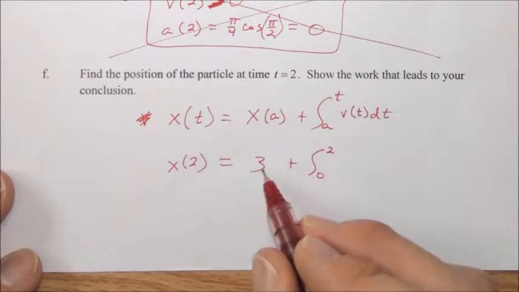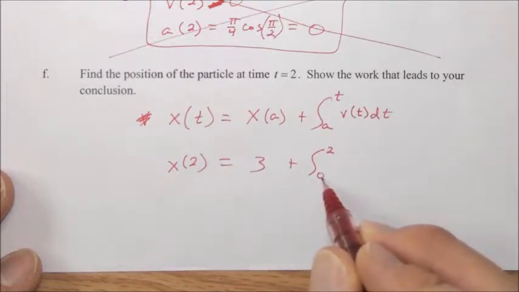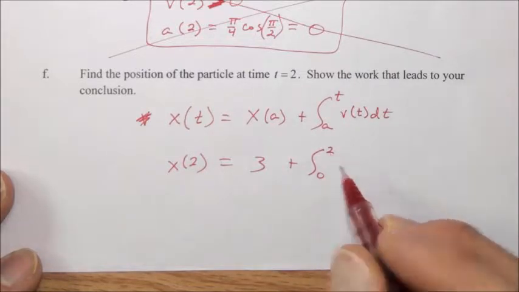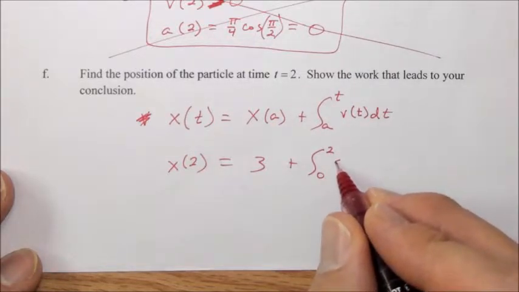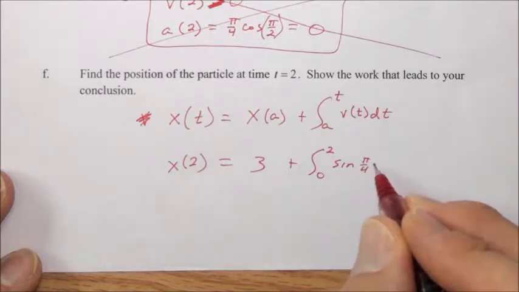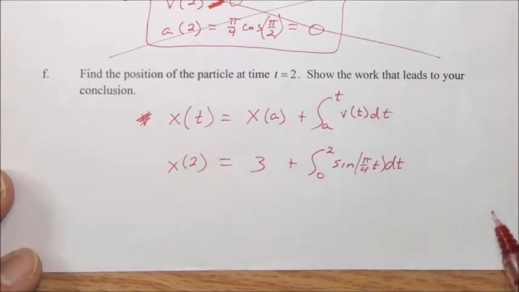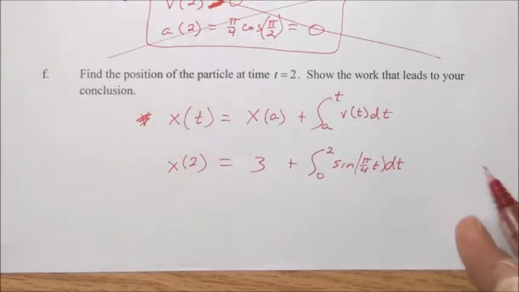So we're going to have 3 where our particle started, its initial position, plus all the change from the time that we started looking, which is 0, till the time that we're interested, which is 2, of our velocity. So we got sine of pi over 4 t dt. And it says show the work that leads to your conclusion here. So we've got our work cut out for us here.